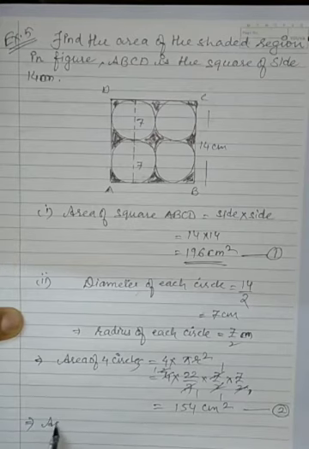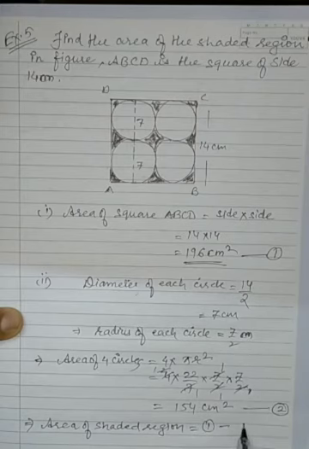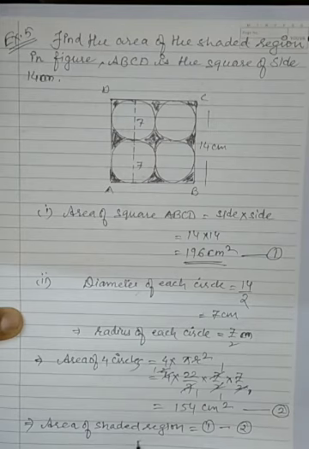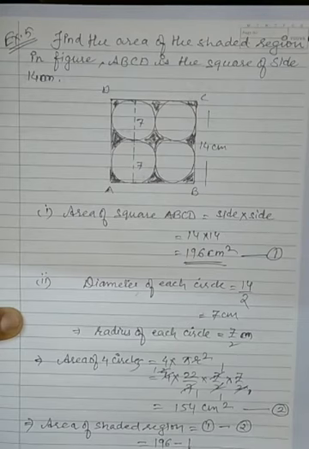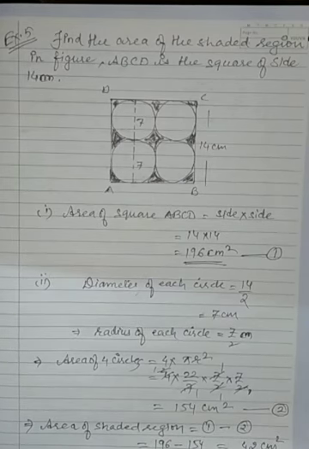This implies area of shaded region is equal to area of 1 minus area of 2, which is equal to 196 minus 154. 6 minus 4 is 2 and 19 minus 15 is 4. So it is 42 centimeter square, the area of the shaded region.